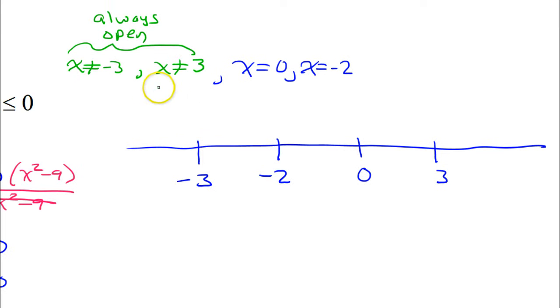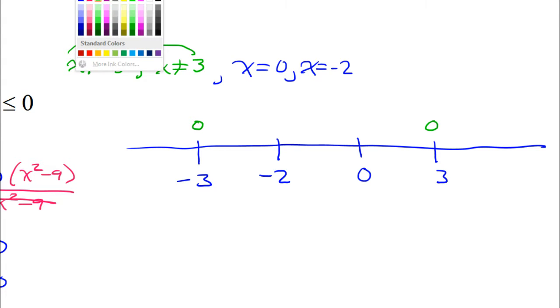Now, let's plot these critical values on this number line as dots, but be careful. Excluded values are always open circles. They're excluded. They can never be included. So excluded values, of course, will be open circles because that's what an open circle means, not included. So we're going to put an open circle at negative 3 and an open circle at positive 3.